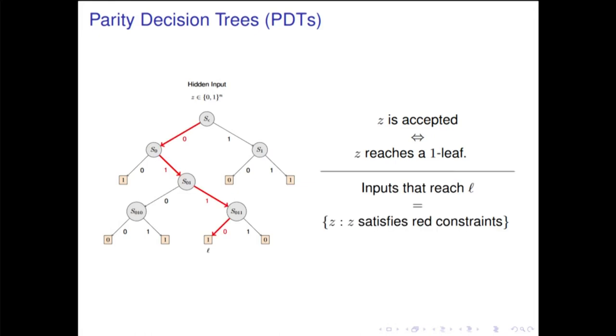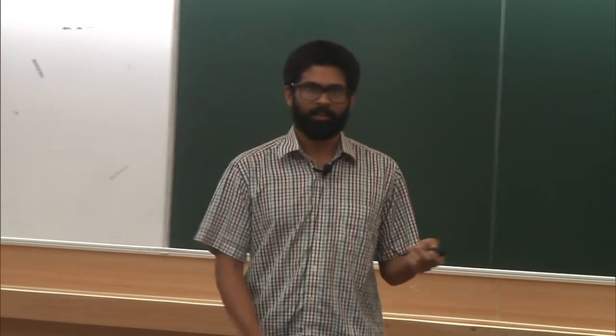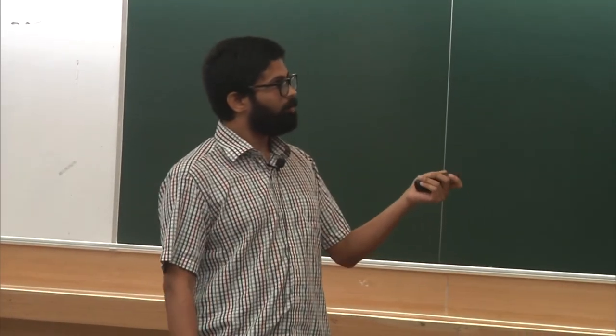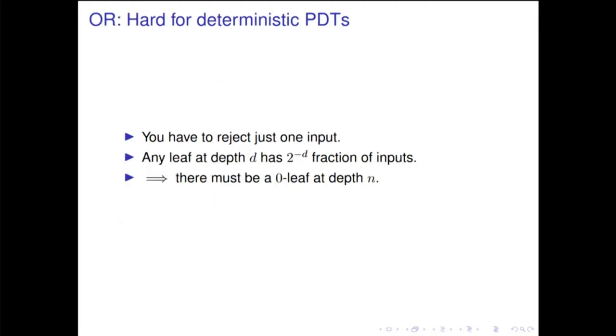And which inputs reach this leaf? It's exactly the set of inputs that satisfy the constraints. And each of these constraints is a linear constraint in F2. It's a parity constraint. So the set of inputs that actually reach this leaf form an affine subspace of F2. And PDTs can have very interesting properties. This is one of them.